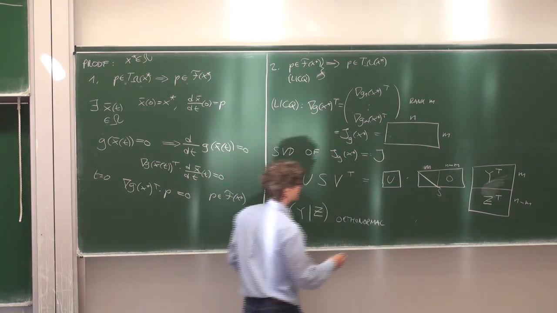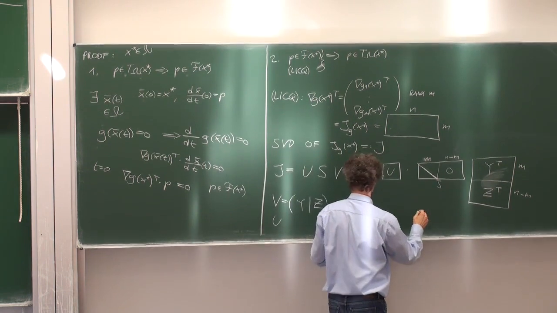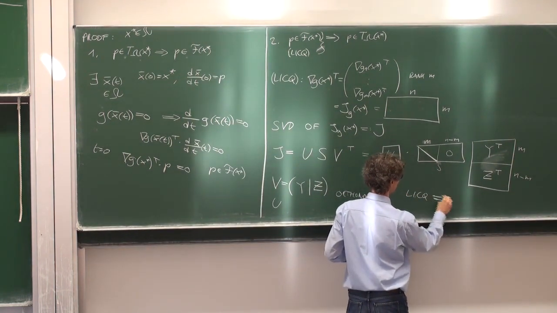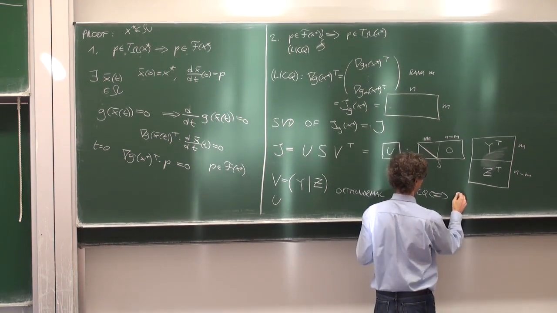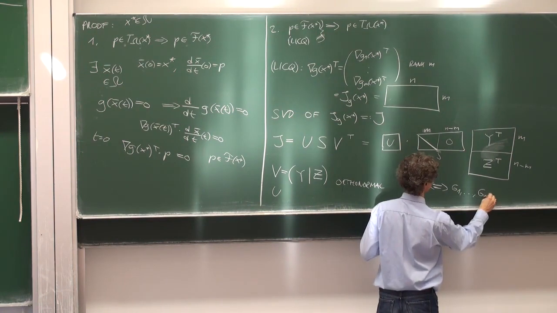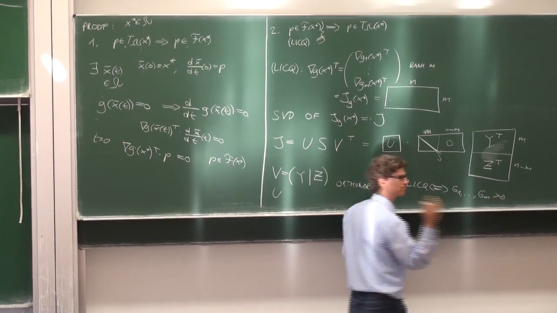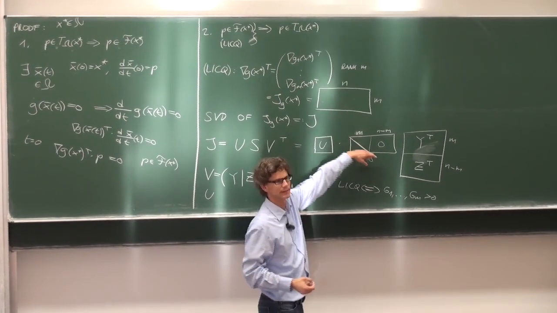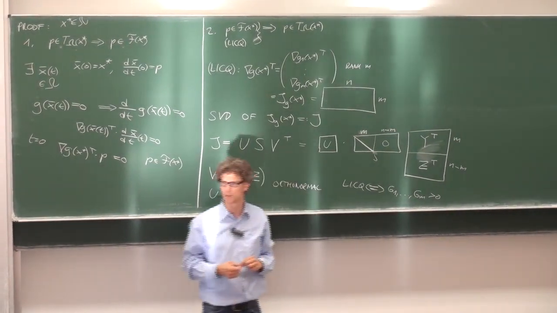So we have LICQ means actually, now it's equivalent to saying that the singular values sigma 1 up to sigma m are all positive. And there are exactly m values on this diagonal, of course. Are you all on board?